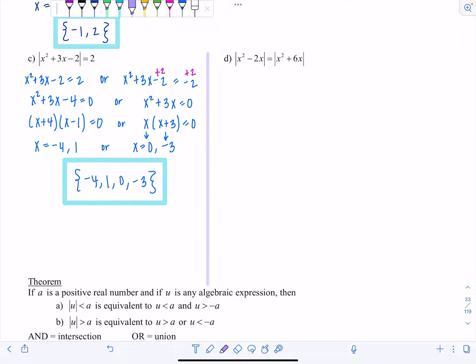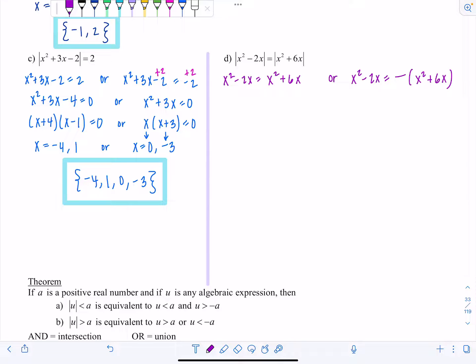Okay, last one of the absolute value equations is example D. Absolute value of x squared minus 2x equals absolute value of x squared plus 6x. Now, I know this is a little bit funky because we don't have a constant on the other side, but you would proceed the same way. So what you do is you write out x squared minus 2x equals x squared plus 6x, leave it alone. Or you have x squared minus 2x equals the opposite of x squared plus 6x. You'll still only be left with 2 cases when you have that absolute value expression on both sides of the equation. Either both quantities are the same or they're opposites of each other, okay?